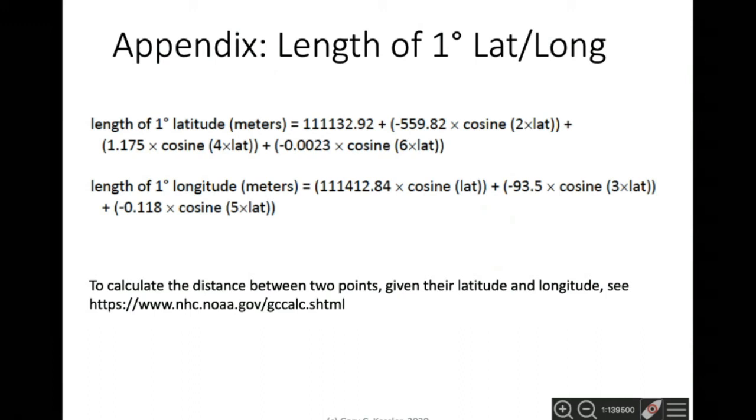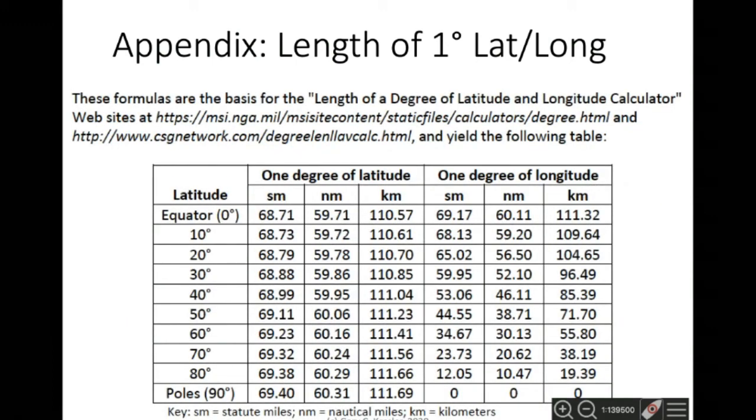In any case, the length of a degree of longitude, again, you will also notice, is a function of the latitude. The length of a degree of latitude and longitude, here's a table that I produced largely from those formulas. And you'll notice that a degree of latitude, in terms of nautical miles, almost doesn't matter where you are. It's about 60 nautical miles to a degree. If you look at a degree of longitude, the number of nautical miles at the equator is again about 60.